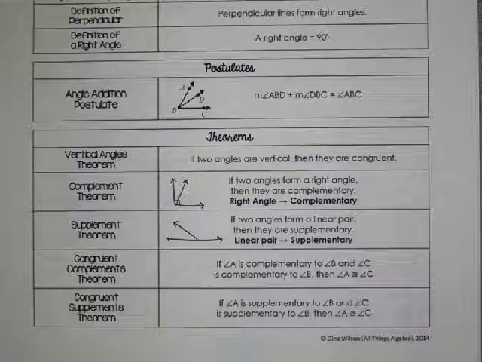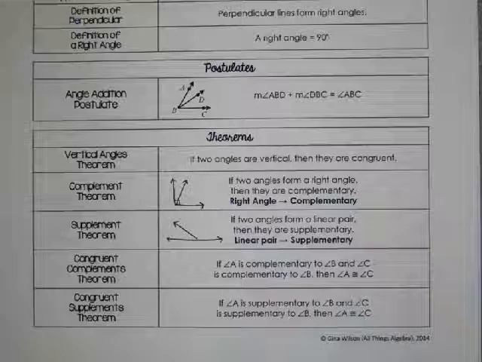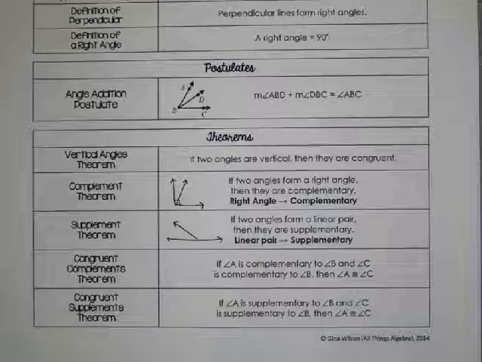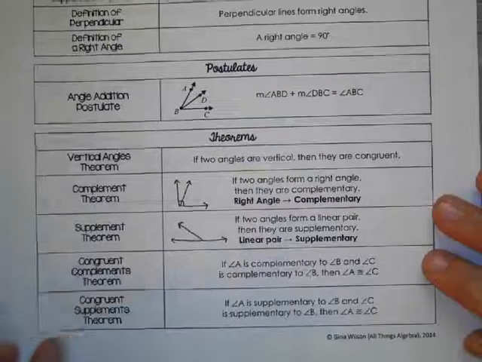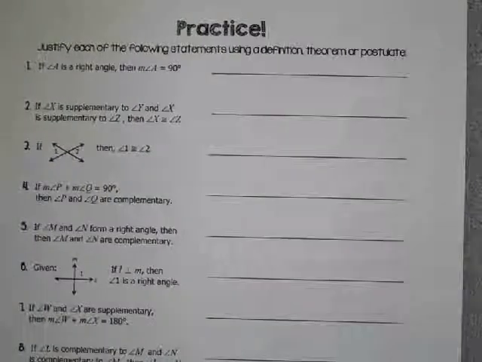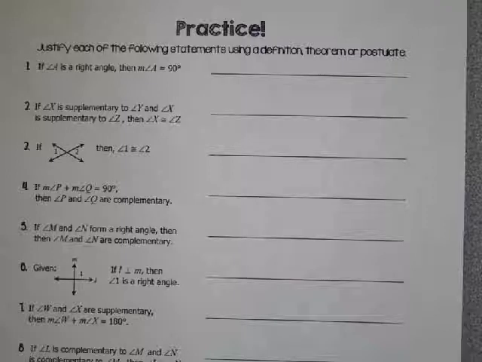And then congruent complements theorem means if one angle is complementary to two other angles, A and C, and is also complementary to B, then angle A is going to be congruent to angle C. And then congruent supplements theorem: if angle A is supplementary to B and angle C is supplementary to B, then A must be congruent to C. It's a little bit like transitive property for angles. So what we're going to do is, using this page, we're going to look at our second page and figure out which definition, theorem, or postulate allows us to say what we're saying here.